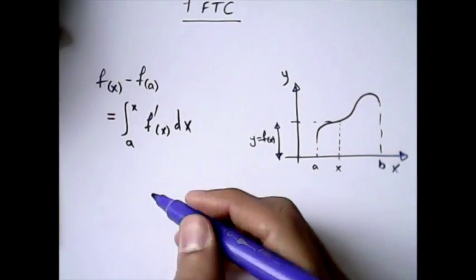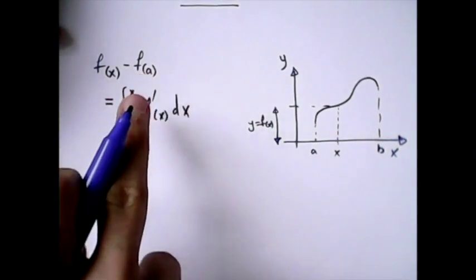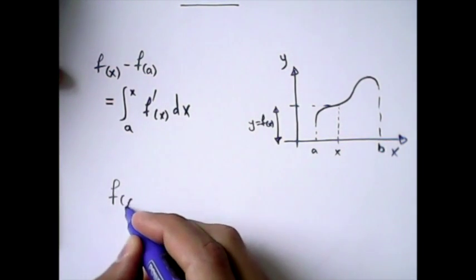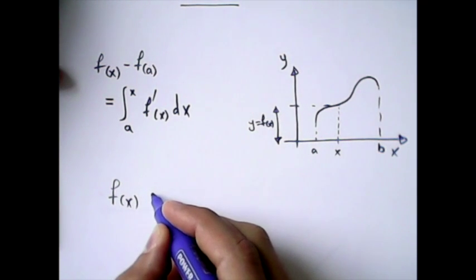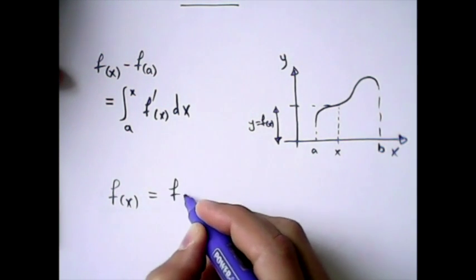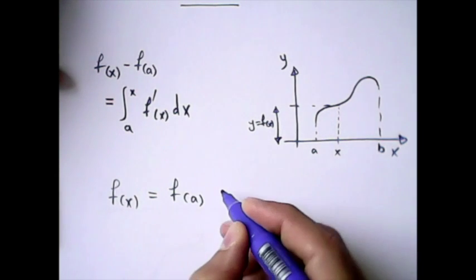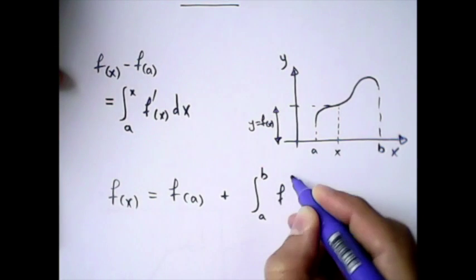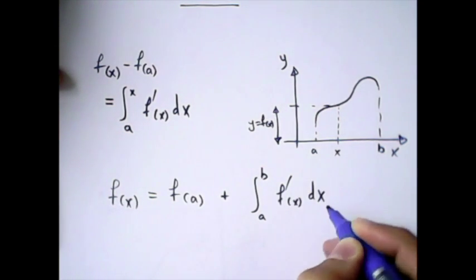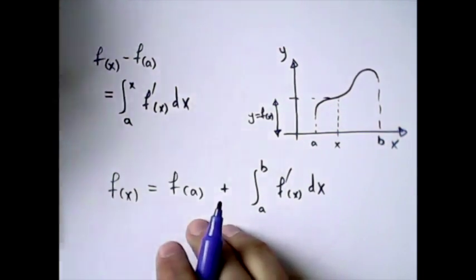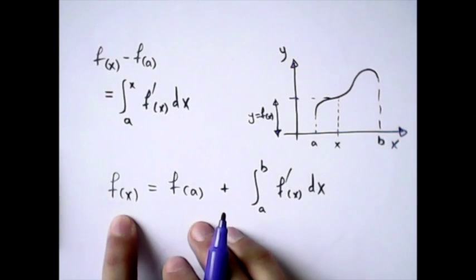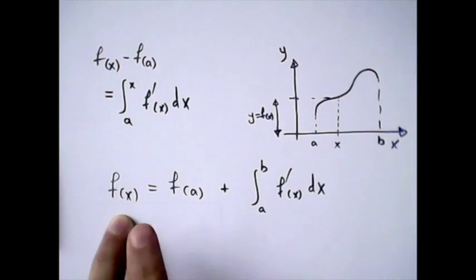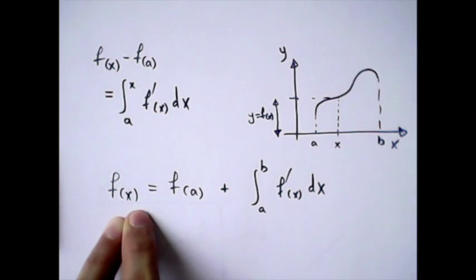Right? Let me rewrite this formula down here by taking f of a to the other side. So f of x is equal to f of a plus integral of a to x of f prime of x dx. Alright, that's very nice. That's the function that I told you from the very beginning that we do not have, but we can find it. We could find it in the end.